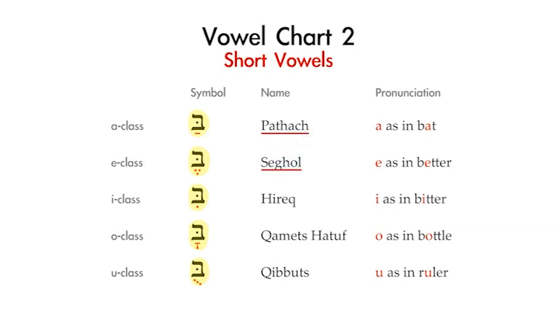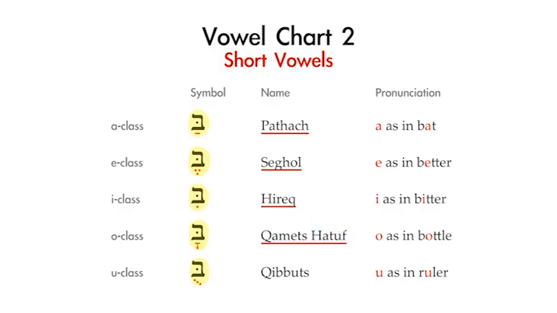The segol is the short E class vowel, and it appears as a series of three dots under the consonant. It's pronounced like the E as in better. Hiriq is the short I class vowel, and it appears as a single dot under the consonant, and it's pronounced like the I in bitter.